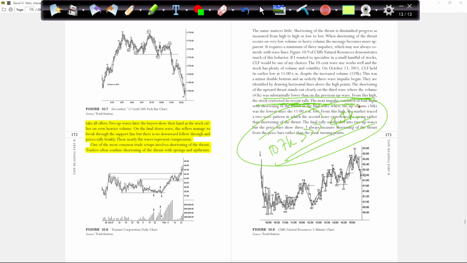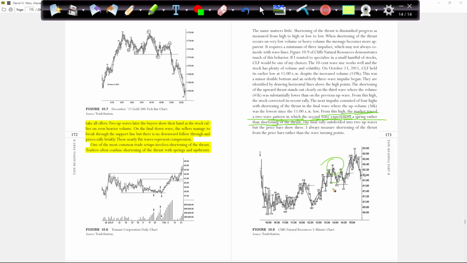The next impulse consisted of four highs with shortening of the thrust in the final wave where the up volume, 36K, all right, 36K here was the lowest since the 11 a.m. low. Now from this high the market traced a two wave pattern in which the second wave experienced a spring rather than shortening of the thrust. Okay, here this is a spring.